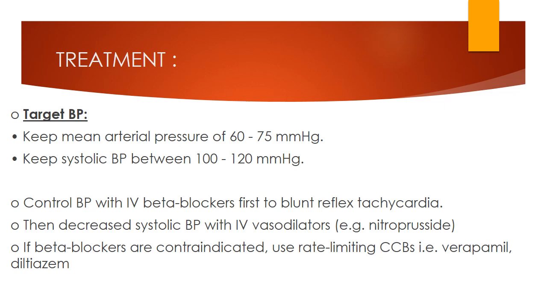The BP is controlled with IV beta blockers first, to blunt reflex tachycardia, then decrease systolic blood pressure with IV vasodilators like nitroprusside. If beta blockers are contraindicated, then rate-limiting calcium channel blockers like verapamil and diltiazem can be used.